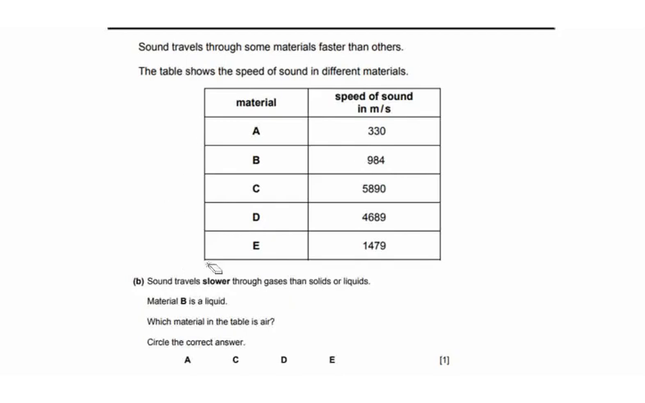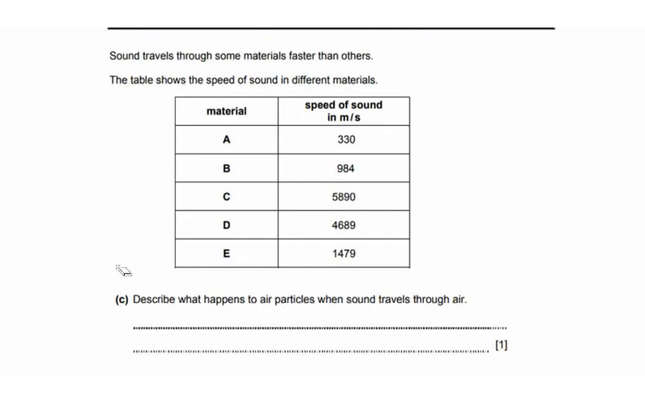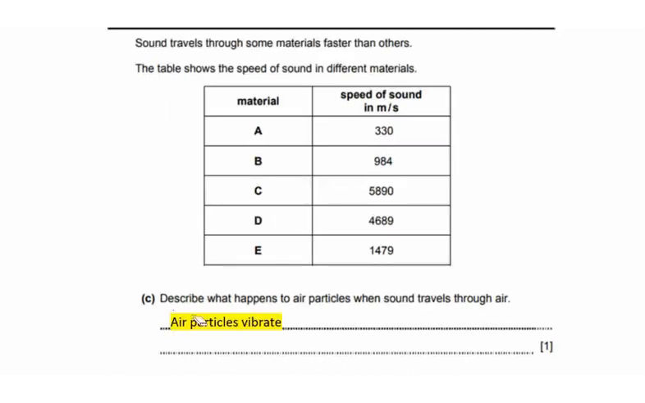Question B. Sounds travel slower through gases than solids or liquids. Material B is a liquid. Which material in the table is air? Circle the correct answer. The answer is A, since the speed in A is slower than B. Question C. Describe what happens to air particles when sound travels through air. The answer is air particles vibrate.